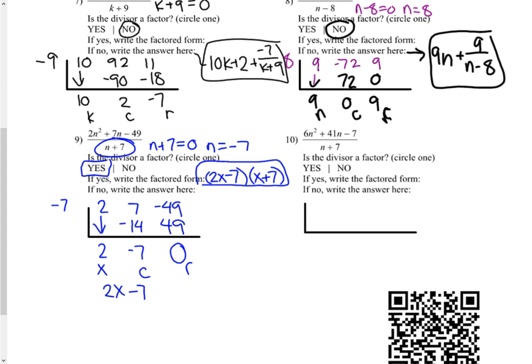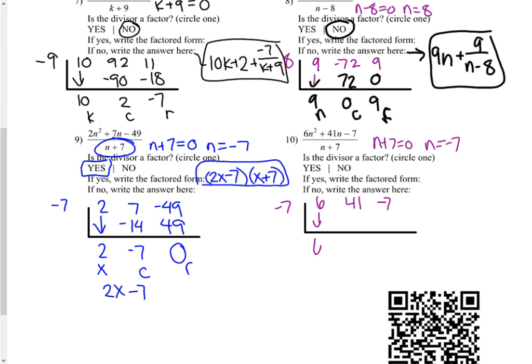One more. So on number 10, I have 6, 41, and negative 7. Don't forget to look if you are missing something in there. Set n plus 7 equal to 0. So n equals negative 7. Negative 7 goes on my outside.